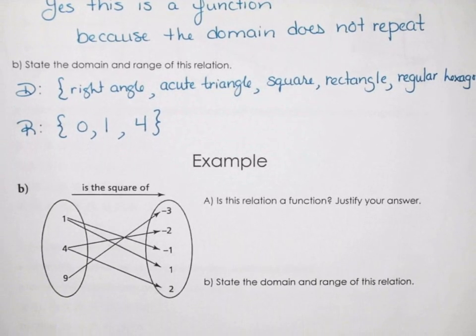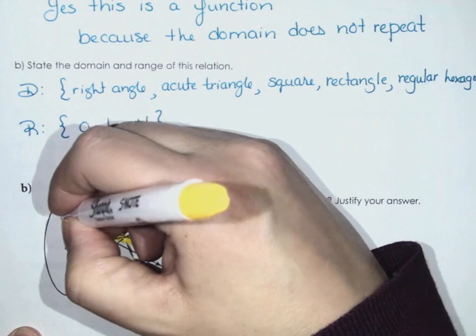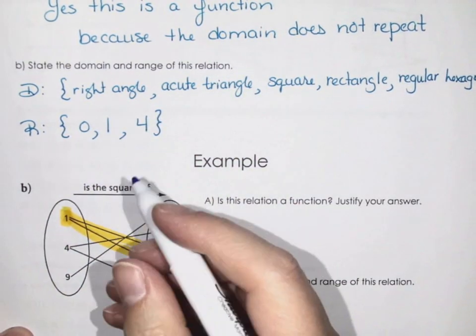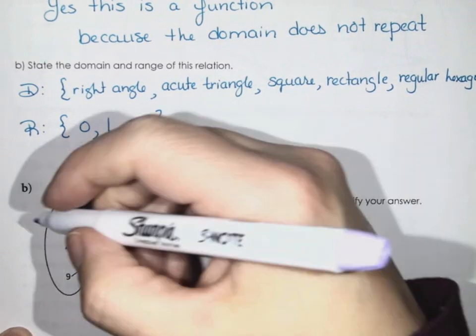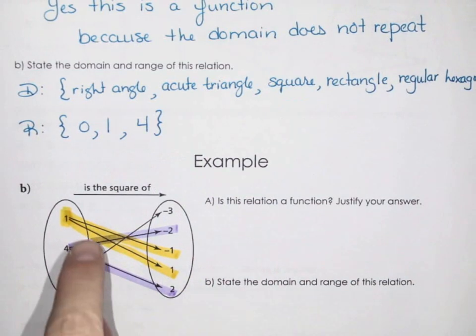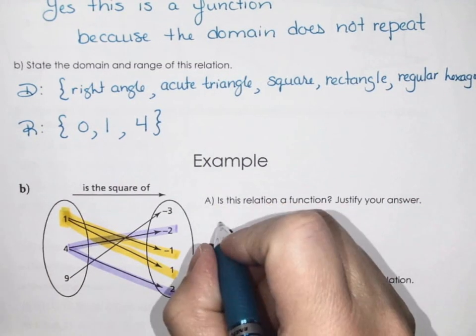Okay, so the next example, is this one a function or not a function? Not a function. How come? 1 and 4. Exactly. Because the ones repeat, the 1 goes to -1, and the 1 goes to +1, and the 4 goes to -2, and the 4 goes to +2. So if you see many arrows, multiple arrows coming out of one number, you know it's not a function.